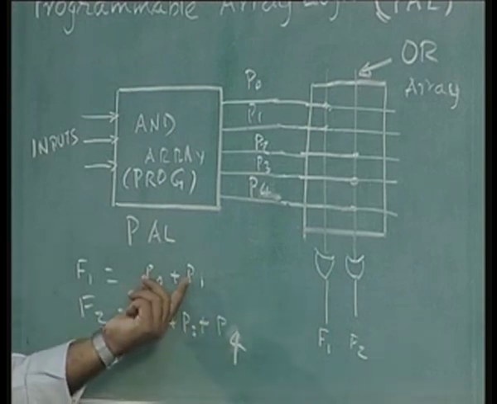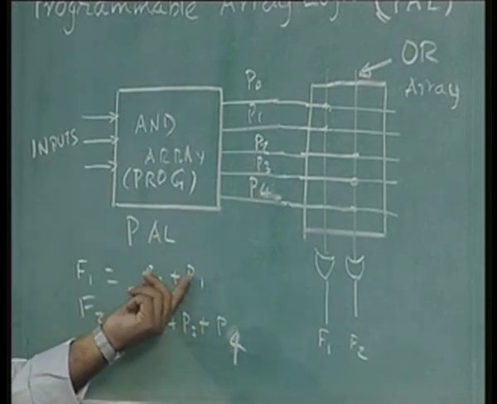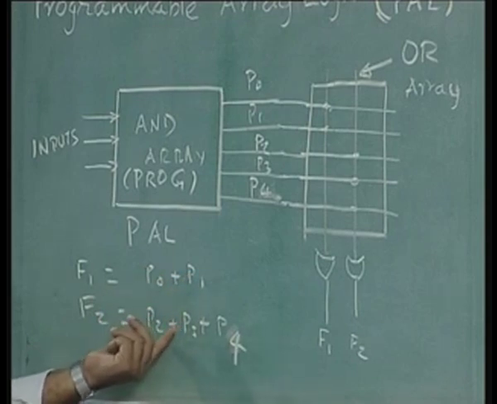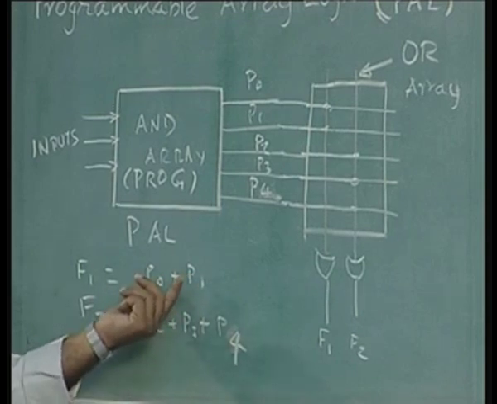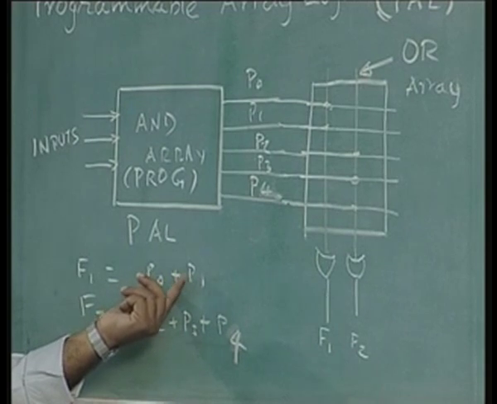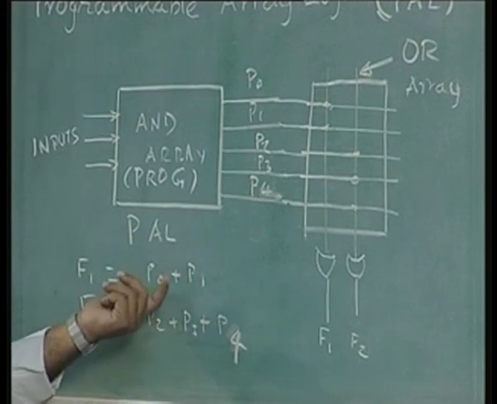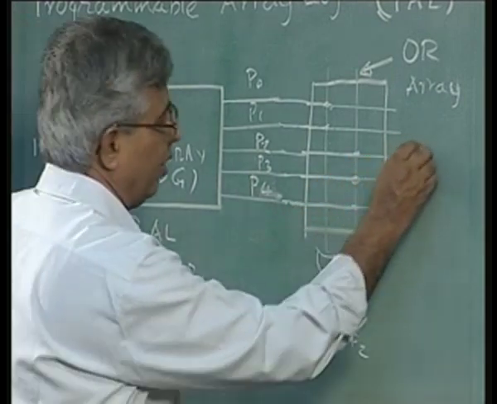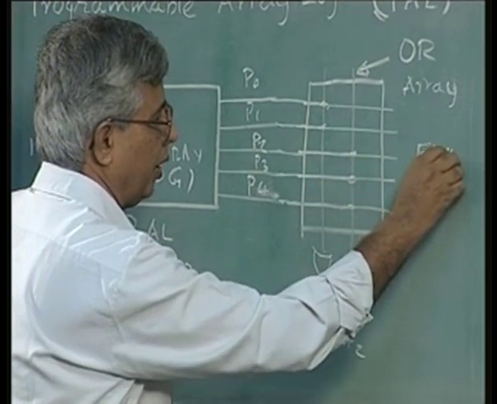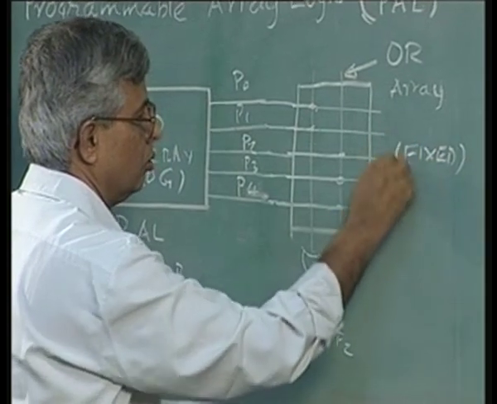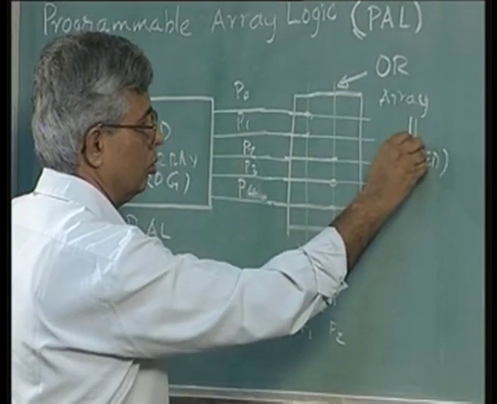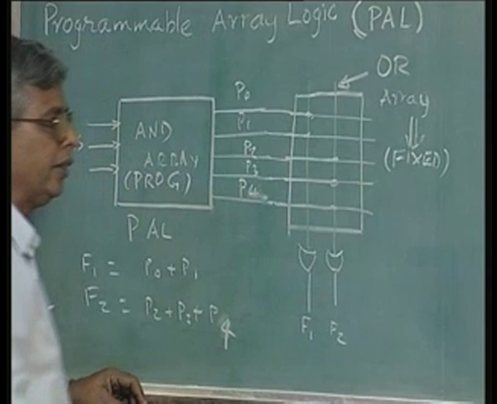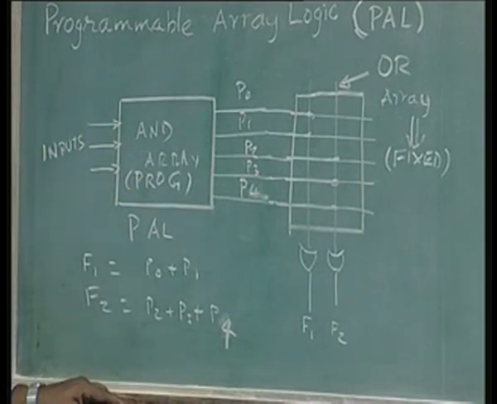F1 can only have 2 product terms, it is a sum of products expression, 2 product terms allowed. In F2 a maximum of 3 product terms is allowed, and these product terms themselves can be variable because I can program them the way I like in the AND array. So, this OR array is a fixed array, not a programmable array.